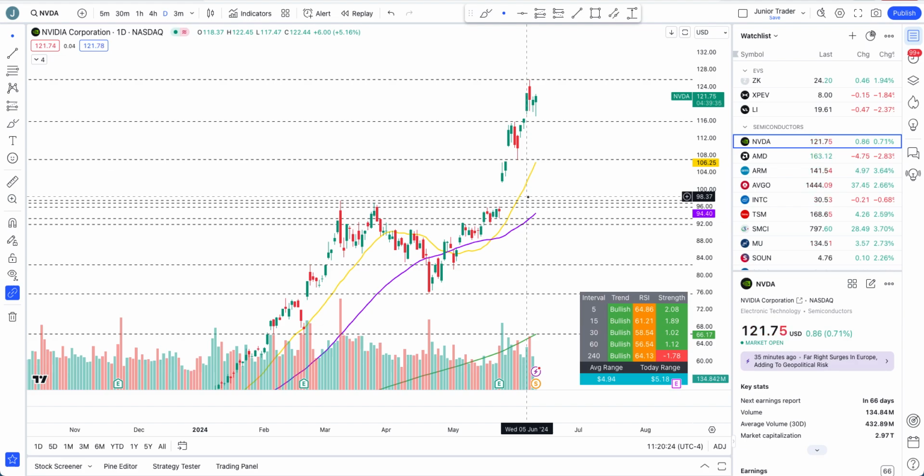I'll also show you across other semiconductors how things are looking. But let's jump right into it.